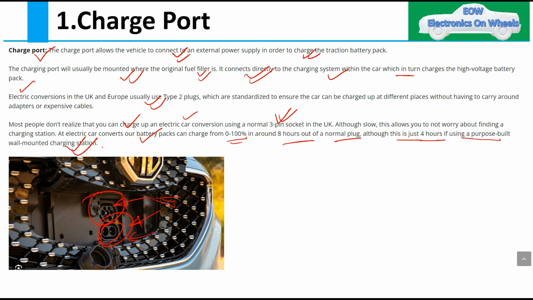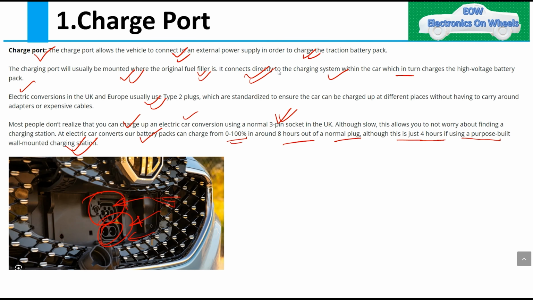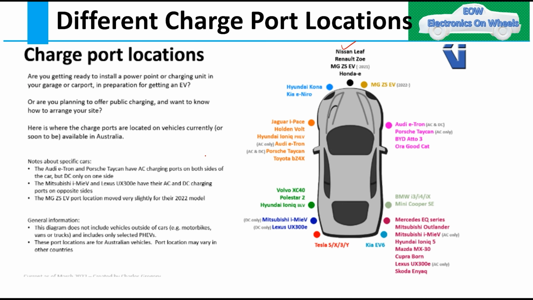So this is your charging port. I'll show you the different locations based on different companies. We have seen one position in this image, the front. The Nissan Leaf is using it, Renault also, MG ZS EV also, and Honda E also uses this front grill. The MG ZS EV in 2020 used this location.